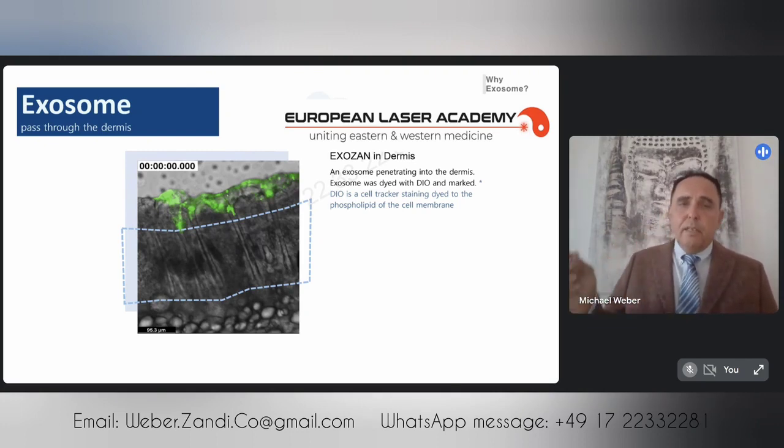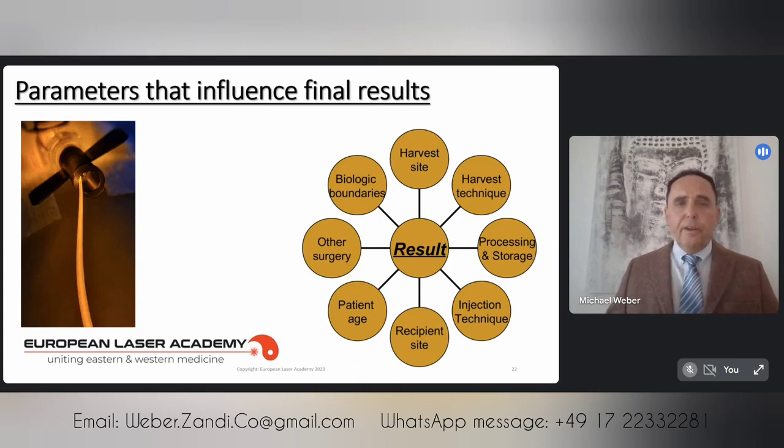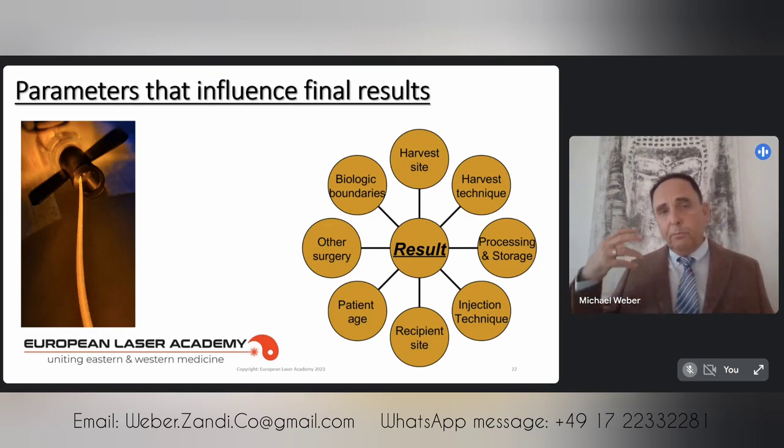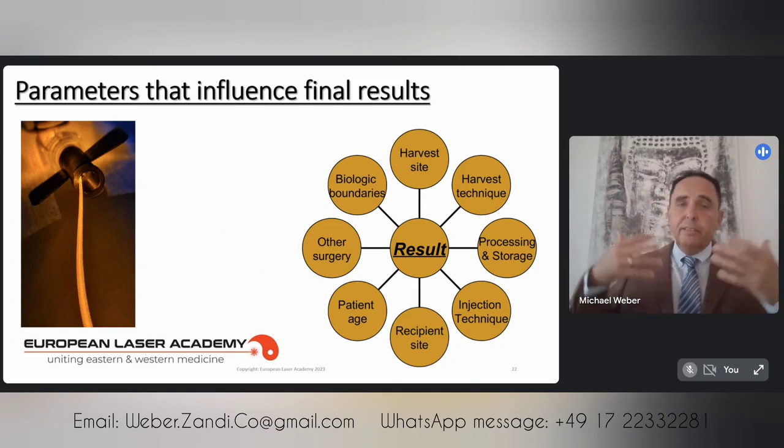Not a topic for today, but nowadays we start to use exosomes for PDT, photodynamic therapy, to bring substances, photosensitizers, into specific targeted tissues. So it's an exploding, fantastic field of medicine that is arising. Well, whether I work with stem cells or whether I work with exosomes or whether I work with both, there are certain parameters that influence the final result. Where do I get the exosomes from? Are they from adult tissues? Are they from tissues that multiply a lot?